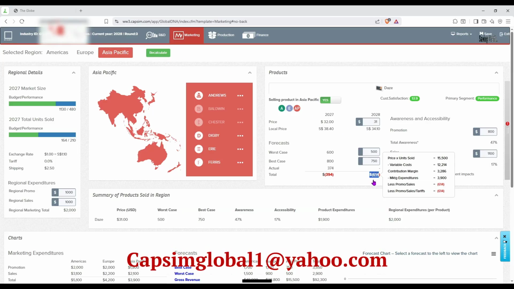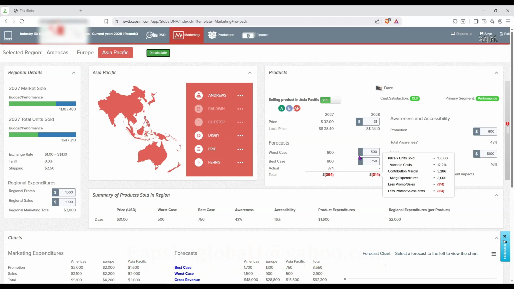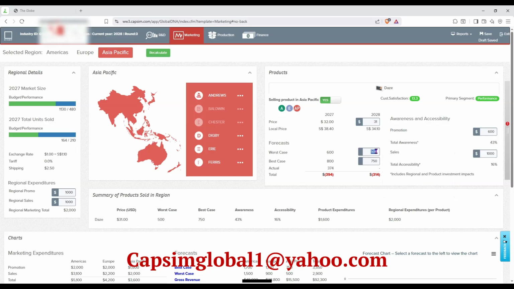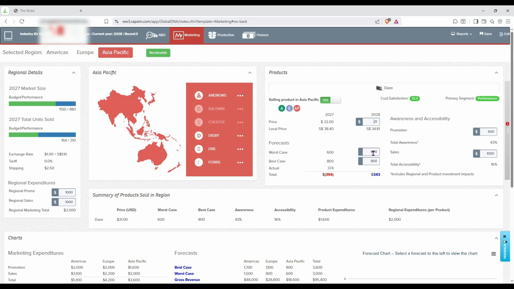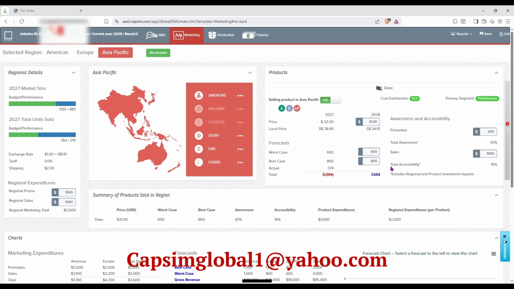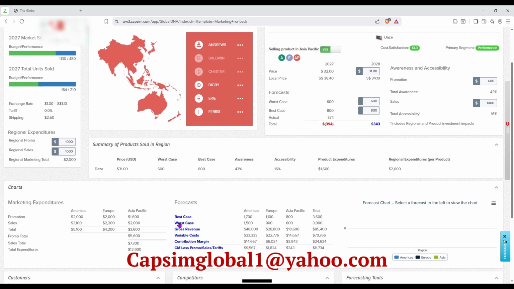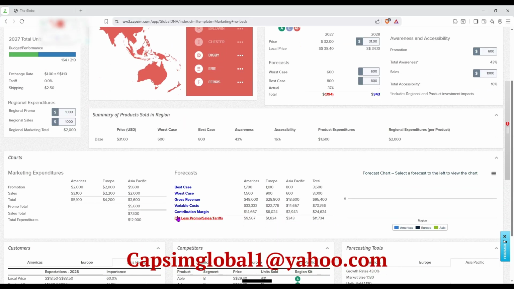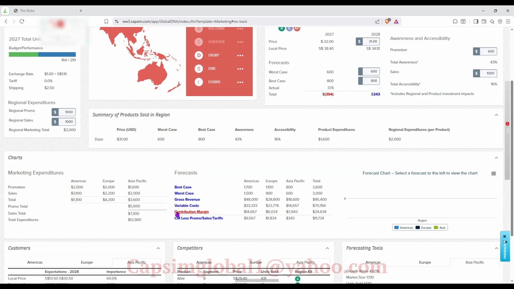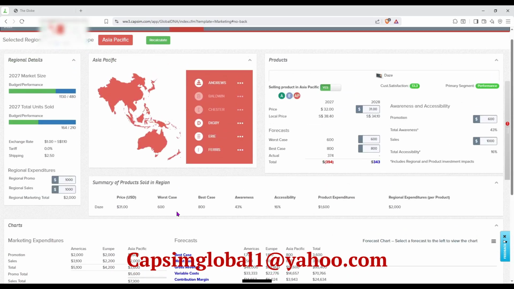We are still selling at a loss of 614. So I'll give this 600, give this 1000. Still a loss of 314. So let's forecast better. Let's do 600. This one 800. So we are back to the positive side. So that's it. Lowering the price to 31, 600 for the forecast, worst case, and best case 800, and also adjusting our promo and sales budget a little bit so that we can be able to forecast better, or maybe so we can be able to have a better customer awareness and customer accessibility. So that's it for the marketing department.